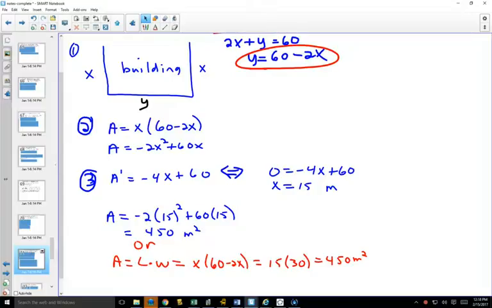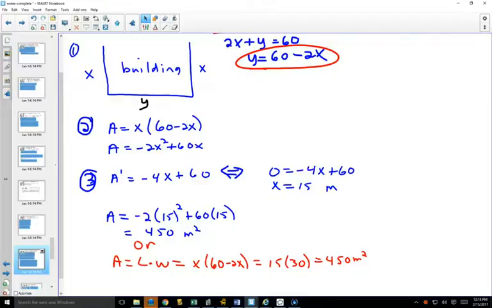I think this is quicker. I think that this is quicker than the completing the square technique that you learned back in grade 11. Because with completing the square, you would have still had to create the equation just like you did up to here, and then take the derivative and set it equal to 0.